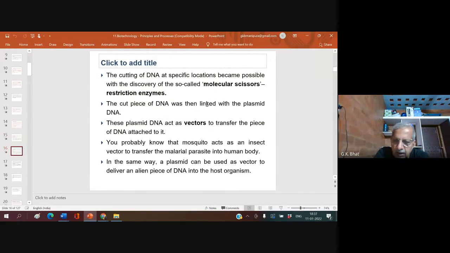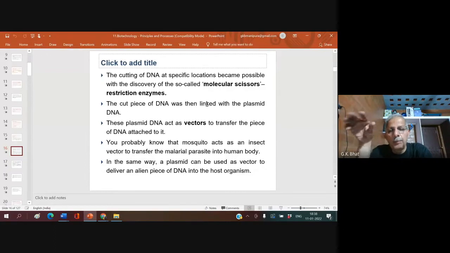The cutting of DNA at a specific location became possible with the discovery of the so-called molecular scissor, restriction enzymes. The cut piece of DNA was then linked with the plasmid DNA. The cut piece of DNA was added to the plasmid DNA. This plasmid DNA acts as a vector to transfer the piece of DNA attached to it.